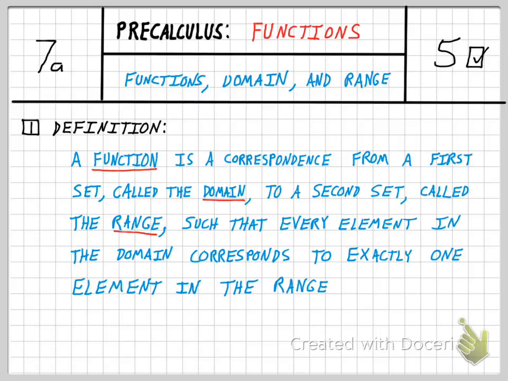Box number 1 is the formal definition of a function. It states that a function is a correspondence from a first set, which is called the domain, to a second set, which is called the range, such that every element in the domain corresponds to exactly one element in the range. You're not going to be expected to know this definition word for word, but we definitely want you to understand the idea of a function. I think a good way to think about functions is just as mathematical rules that take a certain input, which is your domain values, and give you a certain output, which is your range values. So we're going to be looking at lots of functions in this chapter.